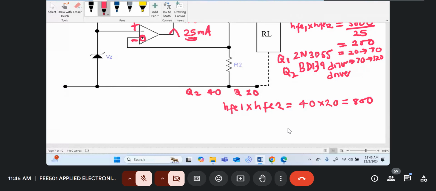Now, Texas Instruments tells us the maximum current that their op-amp can supply is 25 milliamps. And therefore, IL max, which is our load current, will be the op-amp output, which is 25 milliamps, times the gain of the two Darlingtons. Gain of the two Darlingtons is 800.